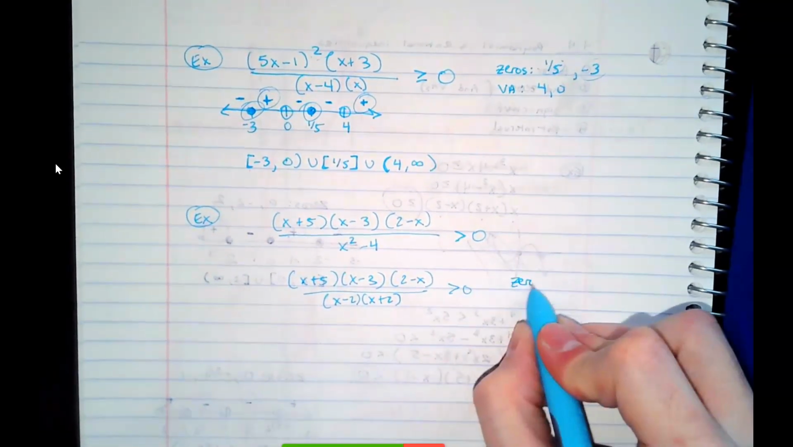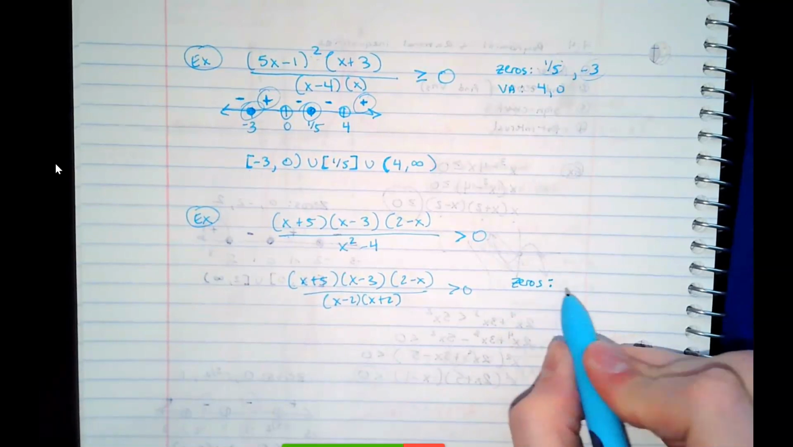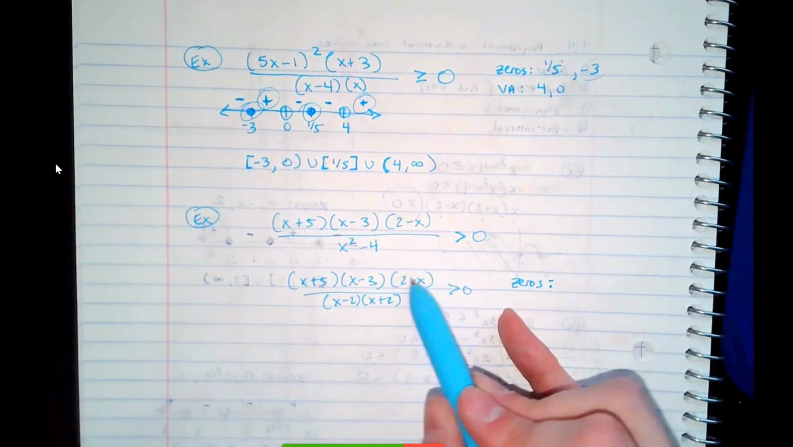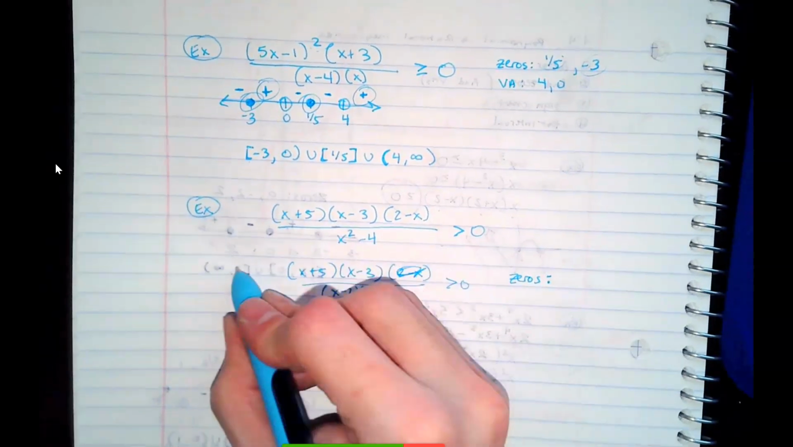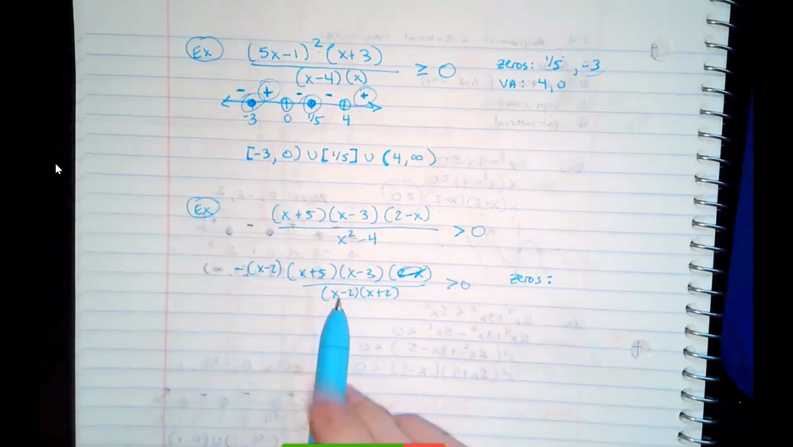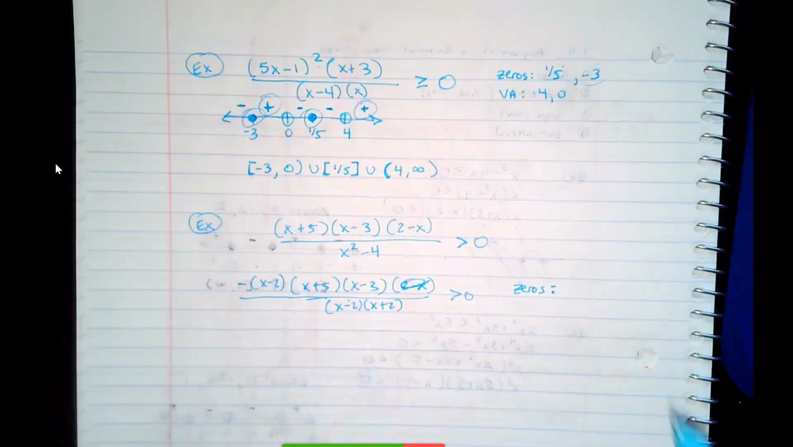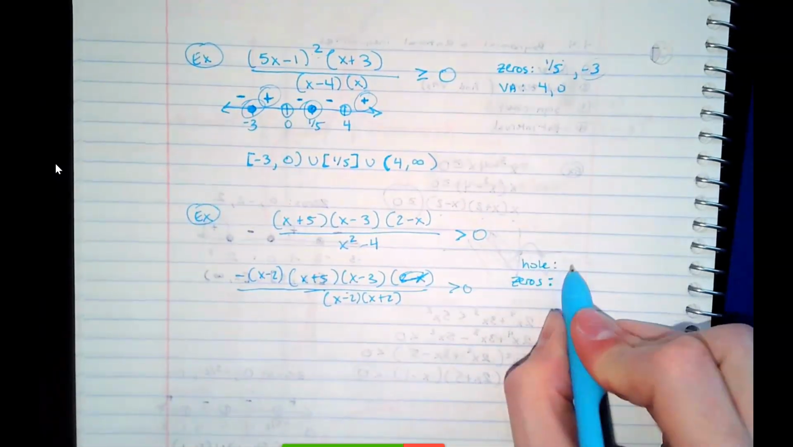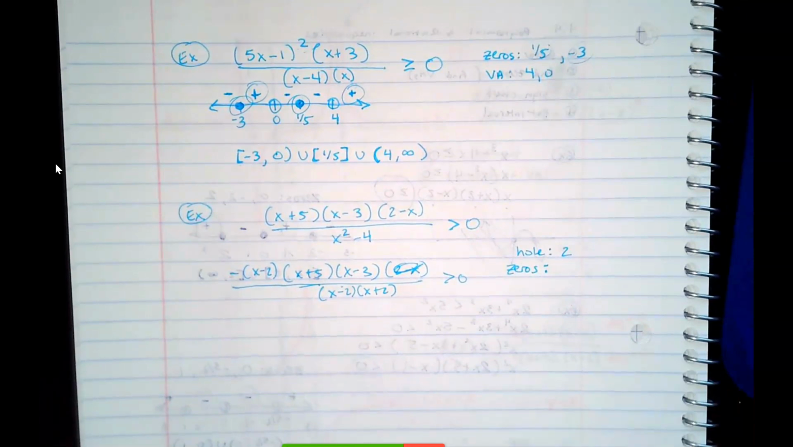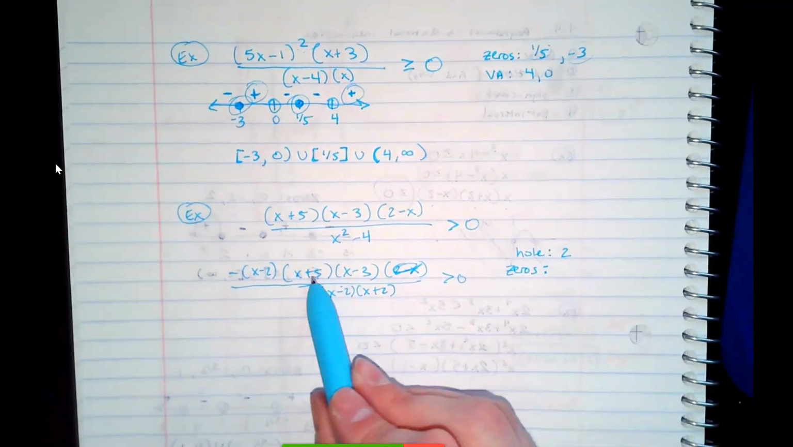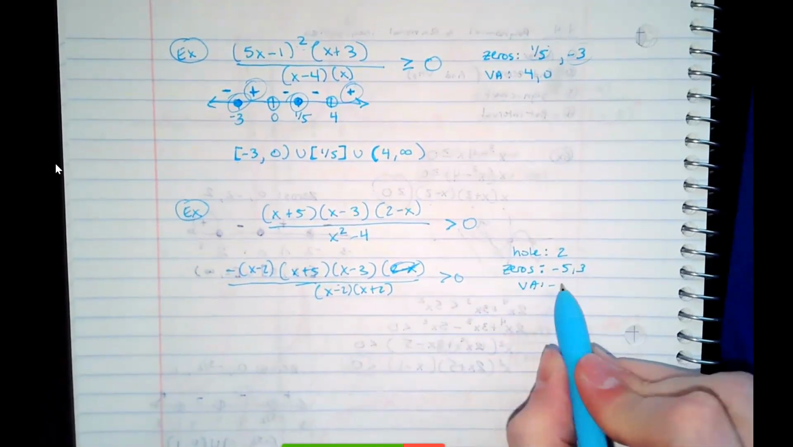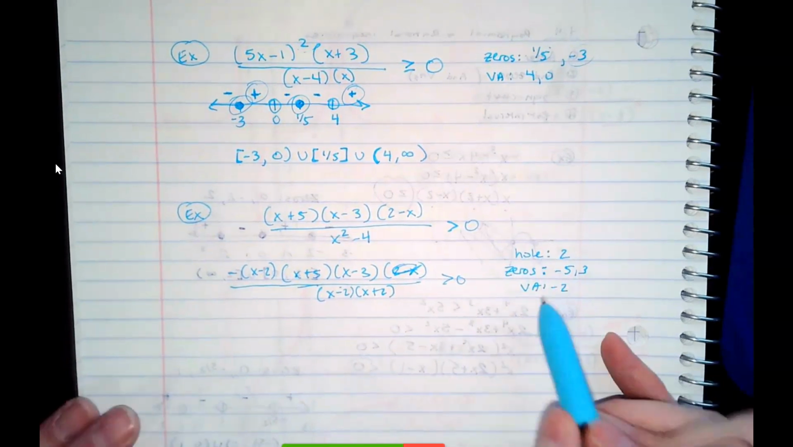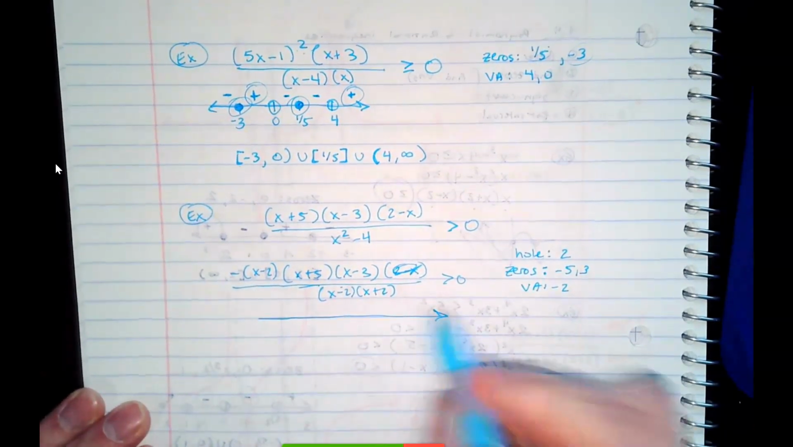So our zeros. Well, I guess first of all we should say that this thing right here we can rewrite as negative x minus 2. So there would be a hole at 2. I guess I forgot to add that to our list. There's a hole at 2. Zeros would be -5 and 3. Vertical asymptotes would just be -2 since there's a hole at 2. Holes and vertical asymptotes always get open circles.